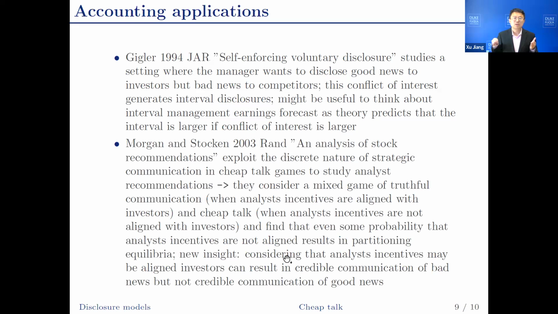And Morgan and Stocken in 2003, a RAND paper, exploit this discrete nature of strategic communication in cheap talk games to study analyst recommendations. In their setting, there is a mixed game of truthful communication when analyst incentives are aligned with investors, and cheap talk when analyst incentives are not aligned with investors. And investors are not sure whether analyst incentives are aligned or not. They find that even with some small probability that analyst incentives are not aligned, the cheap talk equilibrium would dominate, and it results in a partitioning equilibrium.